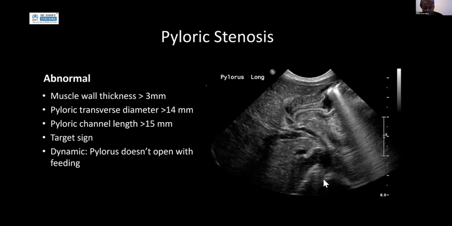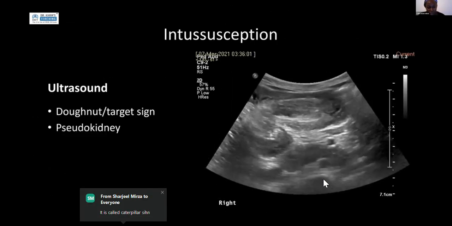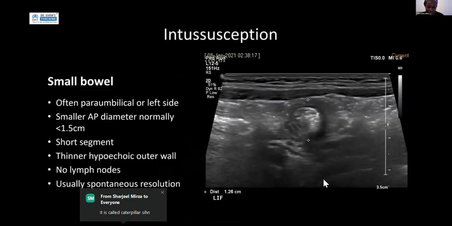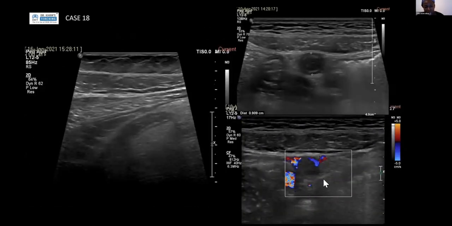So I've done contraindications. How I find the appendix: I do graded compression. I use a linear high frequency probe. I do graded compression down the right side of the abdomen, down the ascending colon until I find the cecum. Instead of lifting my probe on and off the patient, I try and keep the pressure there, because if they're peritonitic, lifting it on and off is going to irritate them and they're not going to want you to scan them.